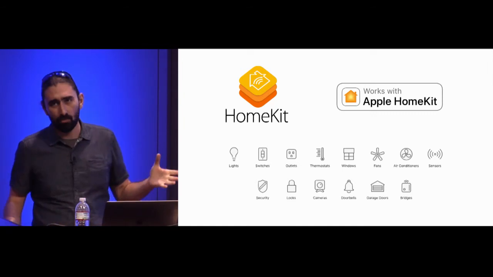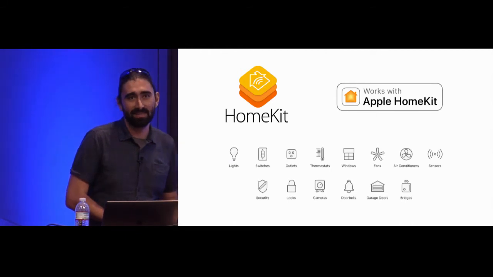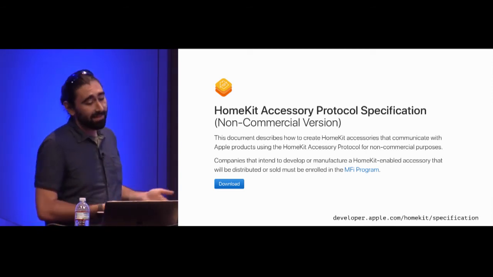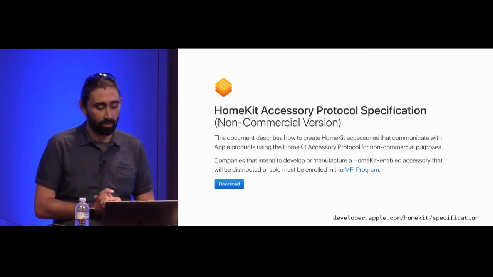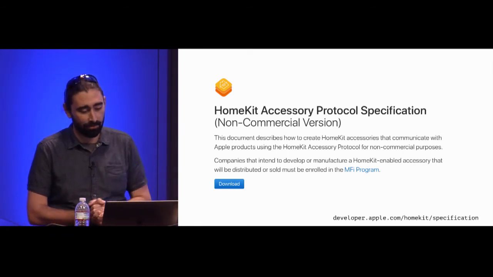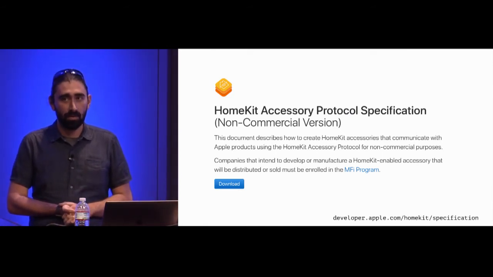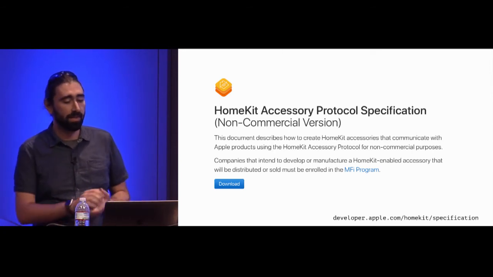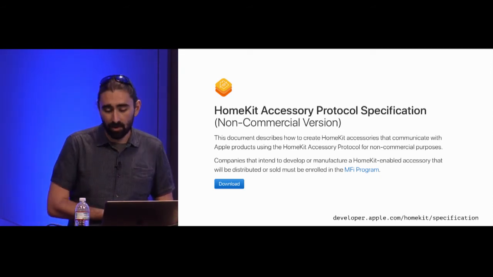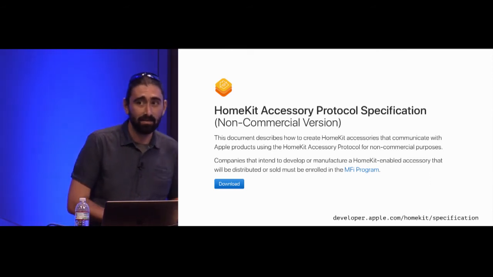Now, up until recently, you could be a developer and interact with HomeKit devices, but it wasn't really easy to create HomeKit devices. At WWDC this year, Apple threw us a nice surprise by announcing what they called the non-commercial version of the HomeKit accessory protocol. And what this means for you is that you now don't need to be a huge Fortune 500 company with a manufacturing partner to make a HomeKit device. Now you, with a Raspberry Pi, can make a HomeKit device that can actually participate in the HomeKit ecosystem.